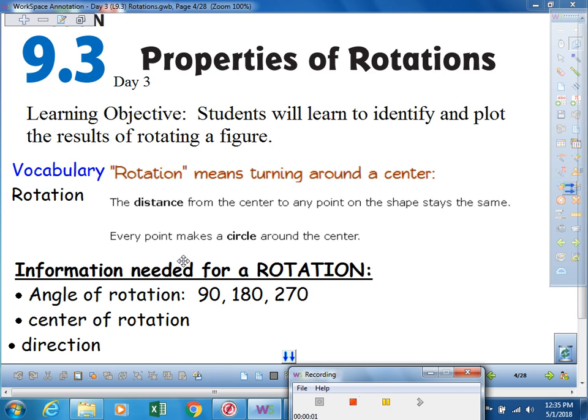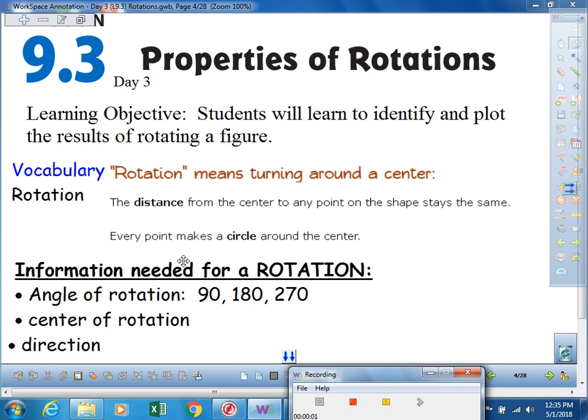So when you have a rotation and you're turning around a center point, the distance from the center to any point on the shape is the same. So if I'm turning around a point and one of my points on the figure is 2 units away, then when I rotate it, that same point is going to be 2 units away, just in a different area.